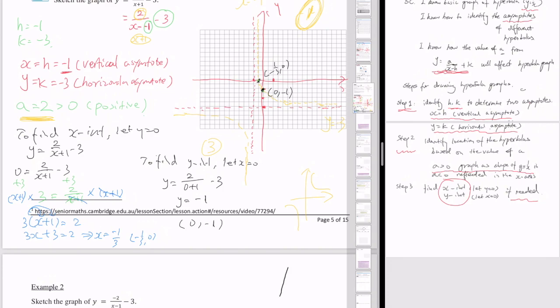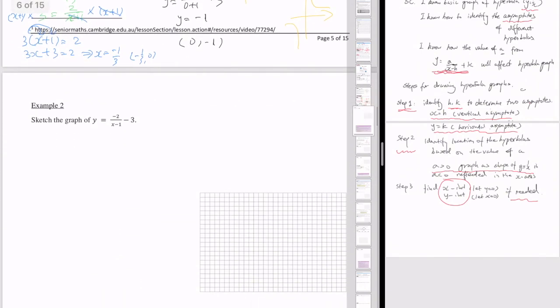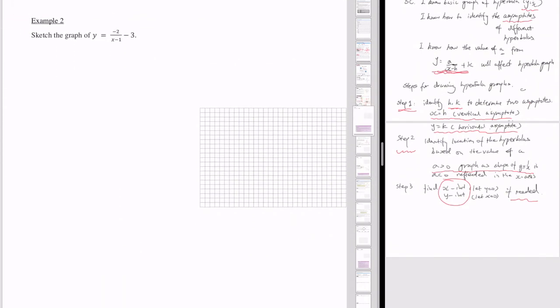Okay, let's do one more question. Example 2. We just follow the steps. Let me write the general form of the hyperbola first. y equal to a over x minus h plus k. Now step 1, identify h and k. So x equal to h, and here h is equal to 1.